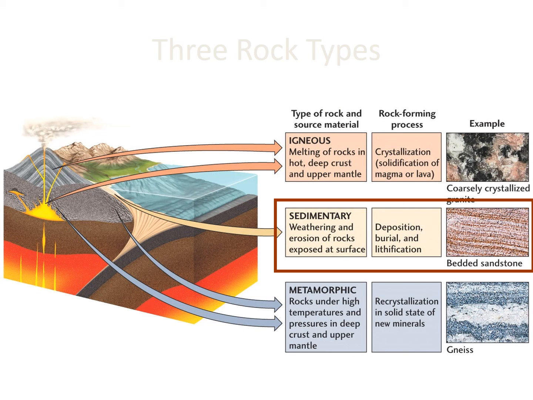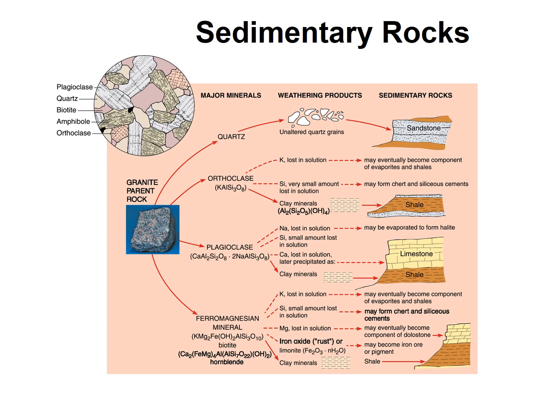Let's talk about sedimentary rocks now. Weathering processes form sediments. These sediments are eroded, transported, and deposited to form sedimentary rocks. This diagram shows how granite gets weathered with time, forming sediments or secondary products.